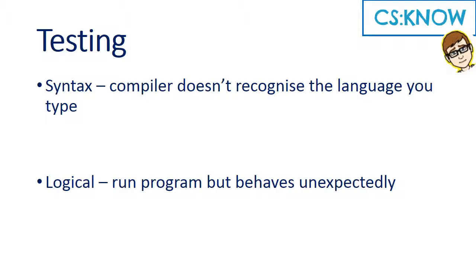A logical error is when the program will run but it behaves unexpectedly. So if less than 16 provide alcohol, that's a logical error. Okay. So although the program runs itself, logically it's incorrect. The logic on it is wrong. If it's raining, put umbrella down. Logically that's wrong. You want the umbrella to go up.